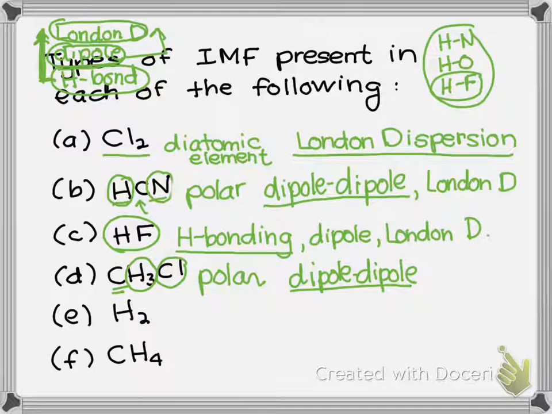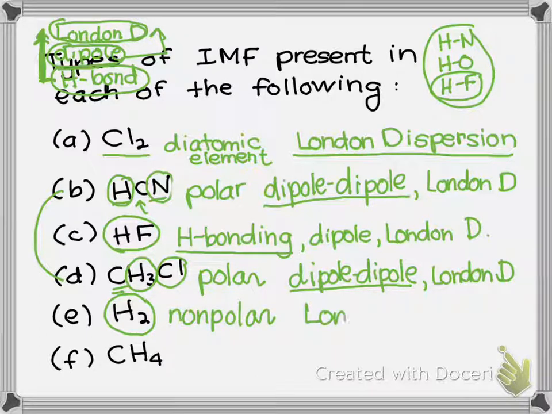And then if they want all of them, remember it's cumulative, so dipole-dipole will also have the one below it, which is London dispersion. Now notice B and D were both polar molecules, and they both have the same answers. Now letter E is H2, which is a diatomic element, just like letter A. So diatomic elements are nonpolar, and nonpolar only have one force, and that's London dispersion. And so notice again, A and E, when you're nonpolar, you have the same answer, just London dispersion.